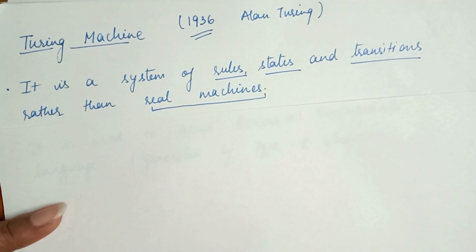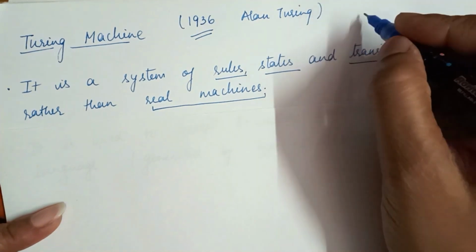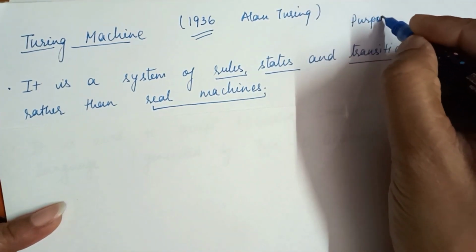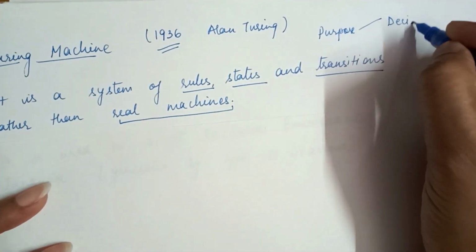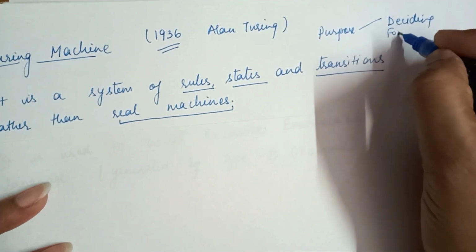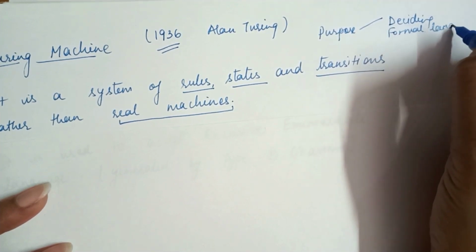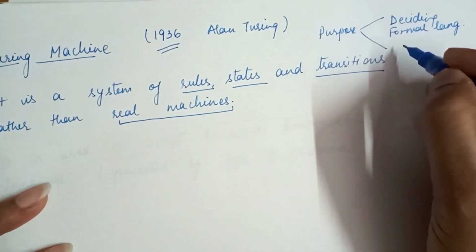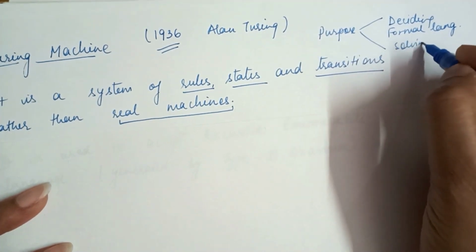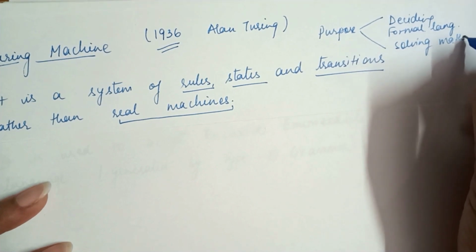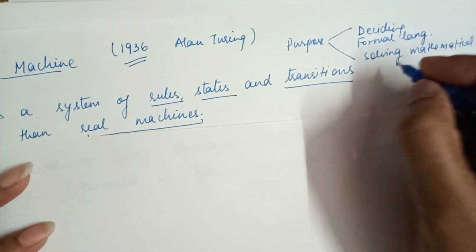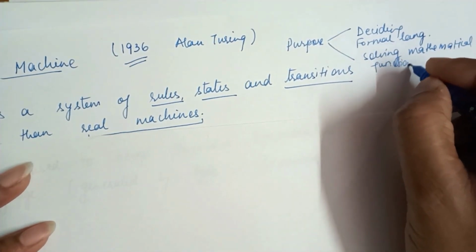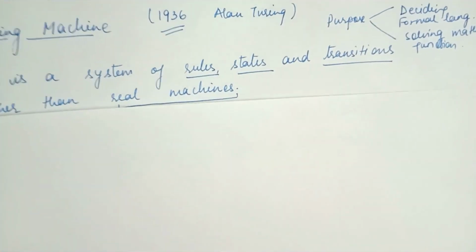There are two purposes for which a Turing machine will be used. The first purpose is deciding about formal language, and the second purpose is solving mathematical function. So these are two purposes for which Turing machine can be used.